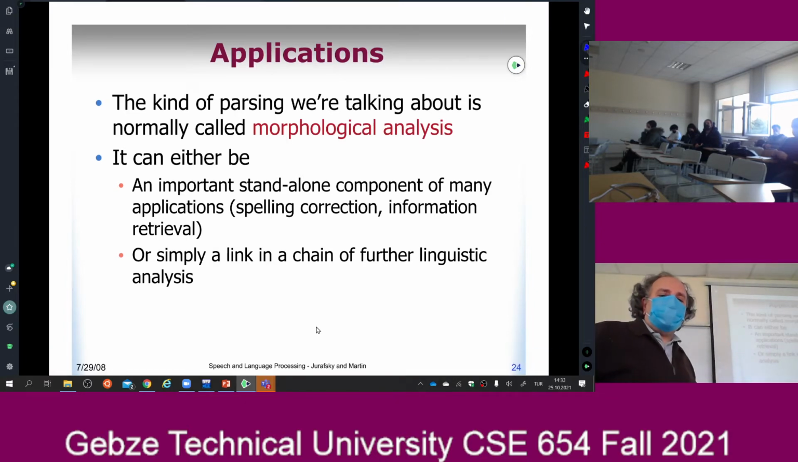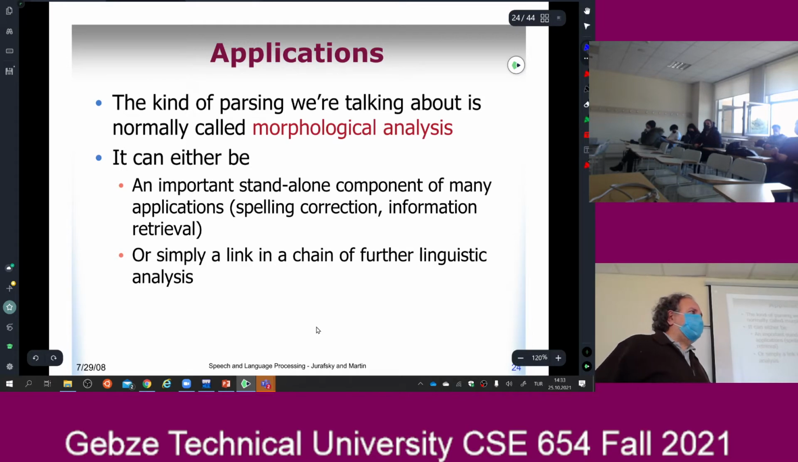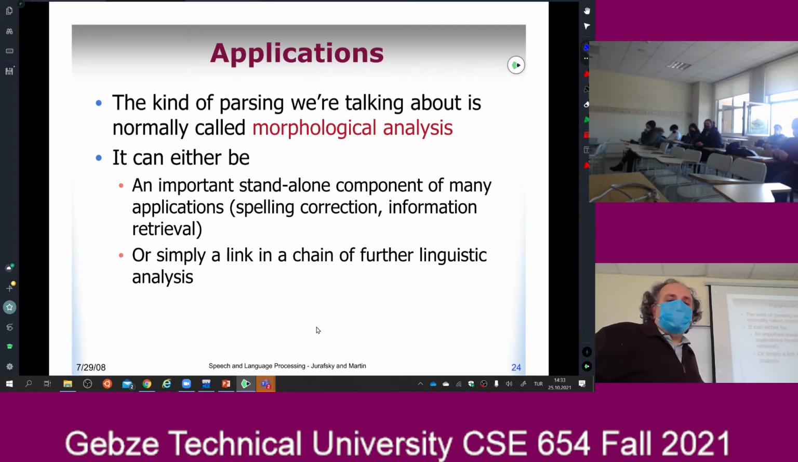But sometimes morphological analysis is used by a standalone application. For example, our spelling correction software, right? The word spelling correction is a morphological analysis example. So when I type a word and the word is spelled correct or not, Word is doing the morphological analysis.